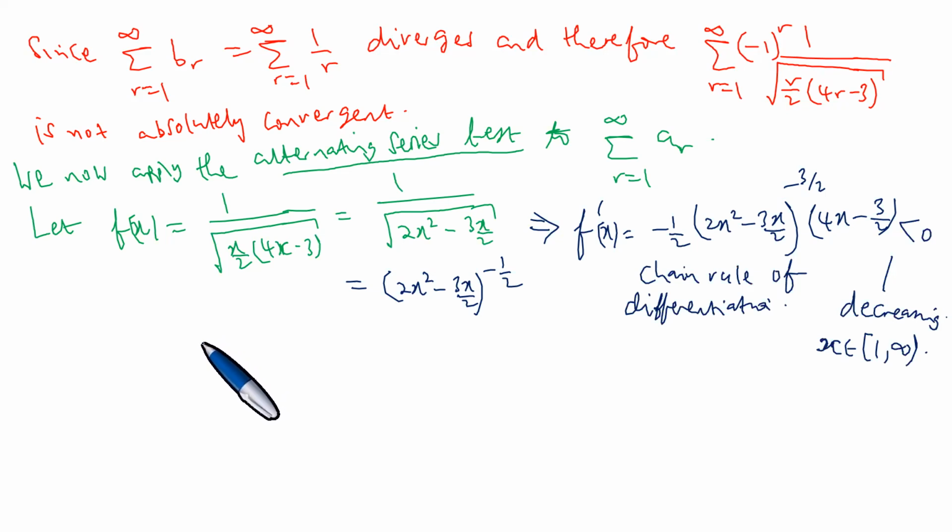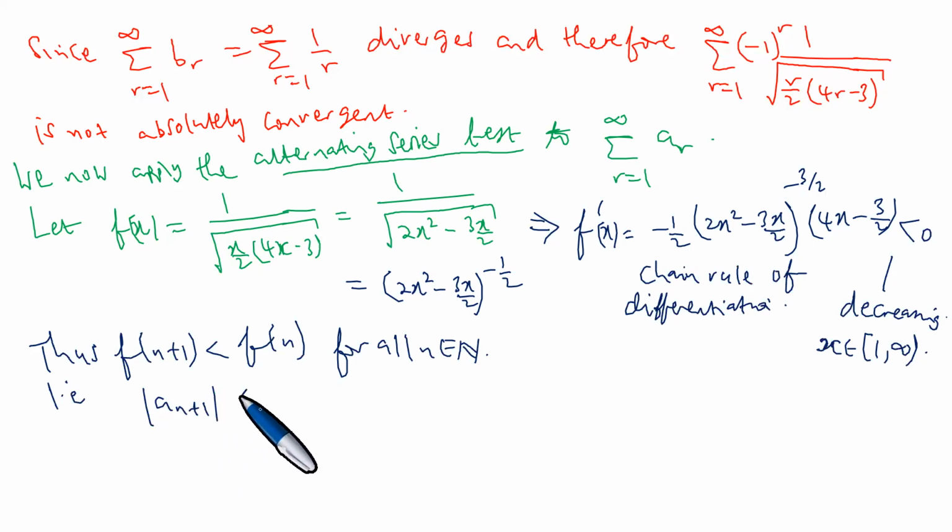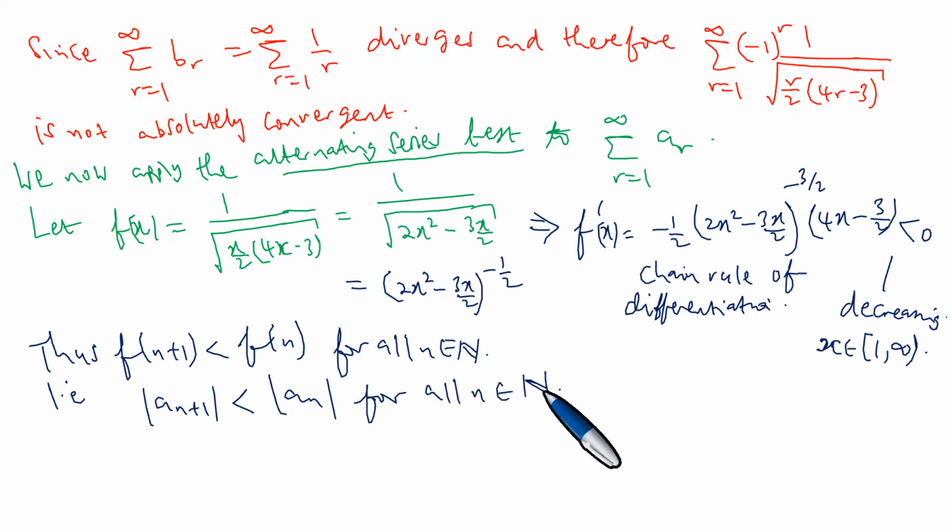Thus f(n+1) is smaller than f(n) for all n which are in the naturals. And the implication, therefore, is that the modulus of a_(n+1) is going to be less than the modulus of a_n, because this is decreasing and this relation is true for all n which are elements of the naturals.